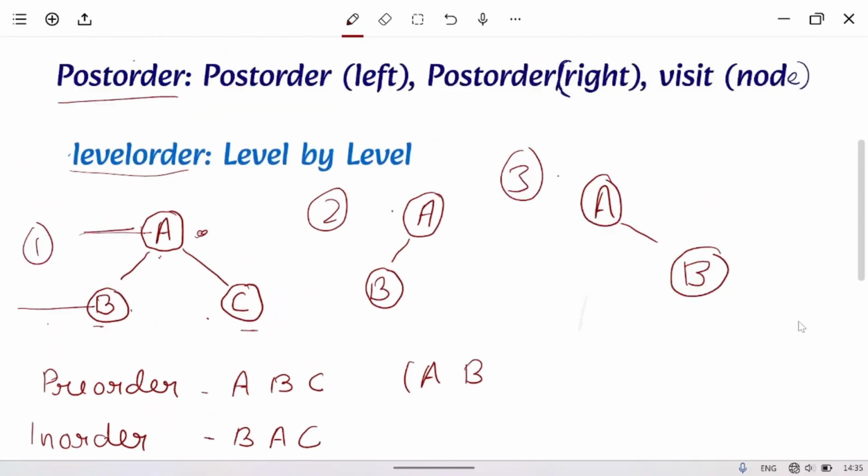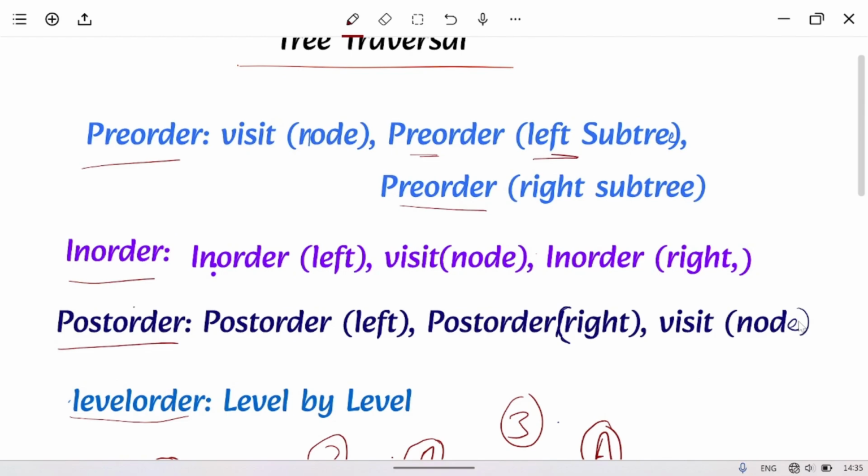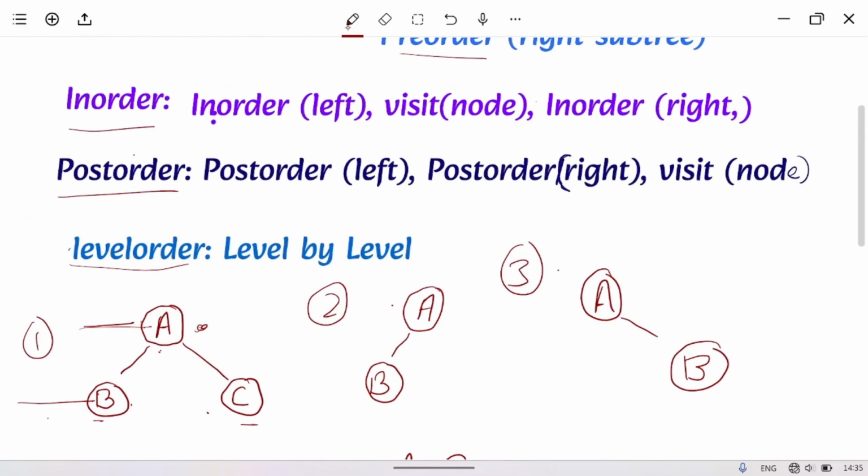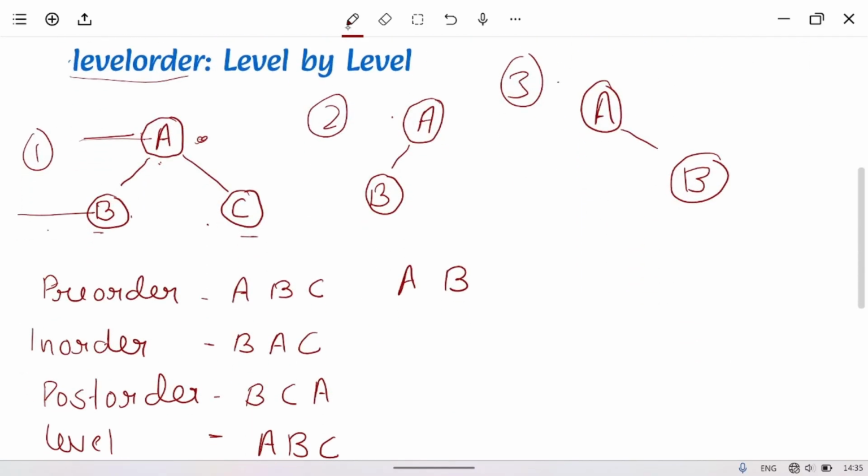Is it right? Pre-order traversal: visit node, then pre-order left subtree. I will show you how to perform this with a function in the next part. First visit A, then B. In-order, what have we learned? Left, visit, right. So left B, visit A. Here there is no right, so no need to write anything.